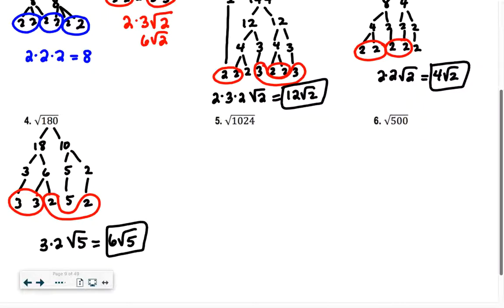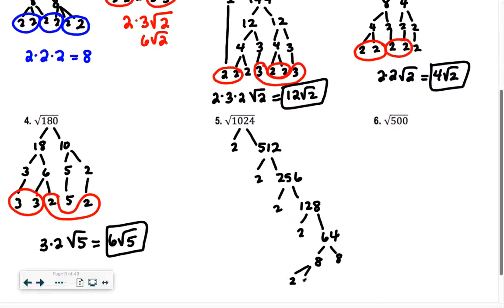Ooh, 1024. This one is hard to do without 2's. So let's start with a 2. So we have 2 and 512. 2 and 256. 2 and 128. Ooh, 2 and 64. Ooh, we finally got to 64. Can we go from there? 8 and 8. Yeah, let's do 8 and 8.